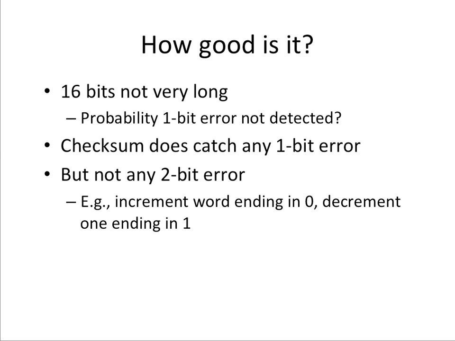It actually does. But does it catch any 2-bit error? Here's an example where it doesn't work. Because we're essentially computing the sum. And what that means is, let's say we have 2 words, and if we increment one and if we decrement the other one, the sum is going to be the same. So some of these correlated errors might not be detected by this type of algorithm.